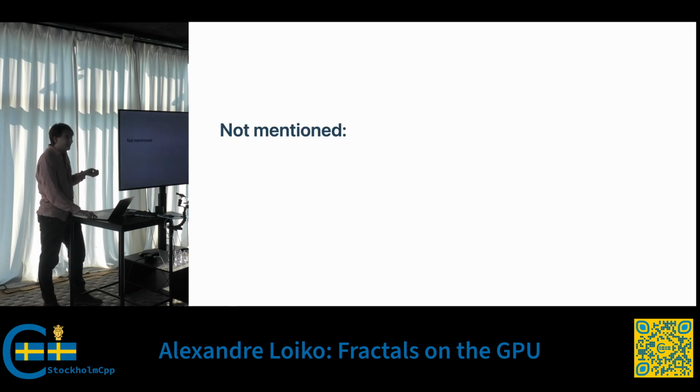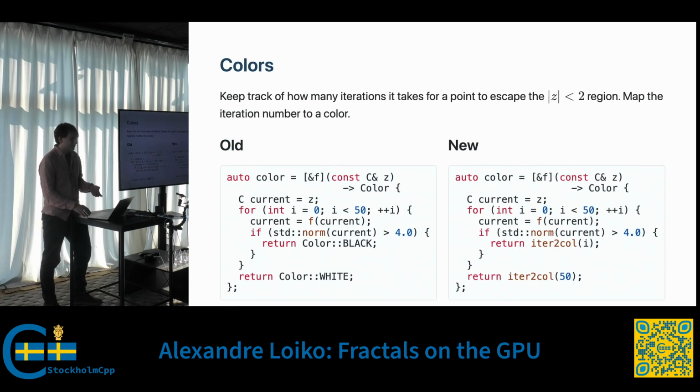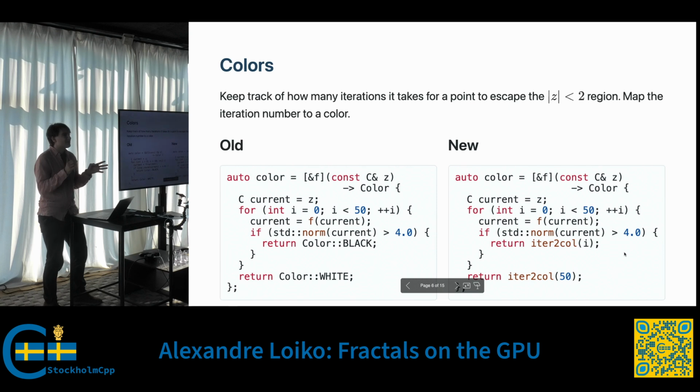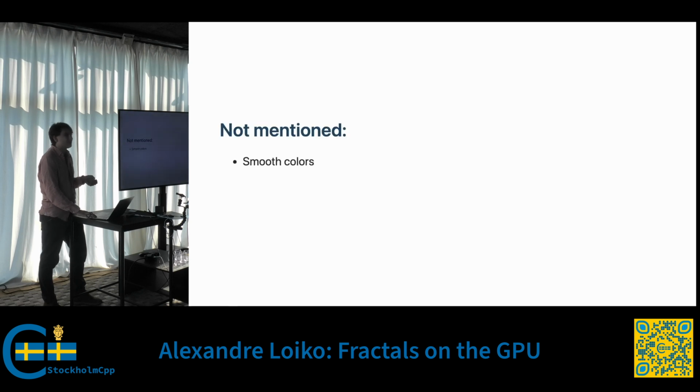Okay, since I don't have that much time, I will not go into how you make smooth colors, but you can almost guess it from this code, because it has 50 discrete iteration values, but if you instead make them continuous, then you can plug them into your color mapping and get smooth colors. And there is a clever trick for that.